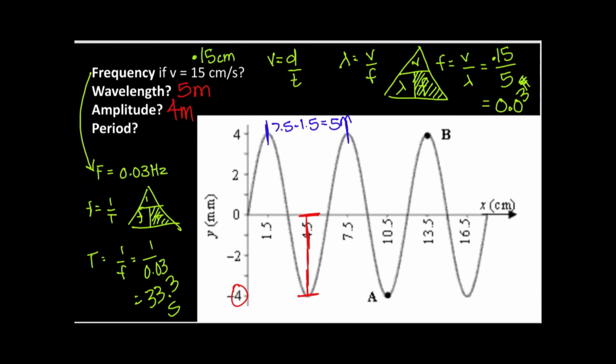And the period is how long it takes a wave to go a certain distance, okay? And your frequency is how many waves pass a point in a given amount of time, okay? So like this is 15 centimeters per second.